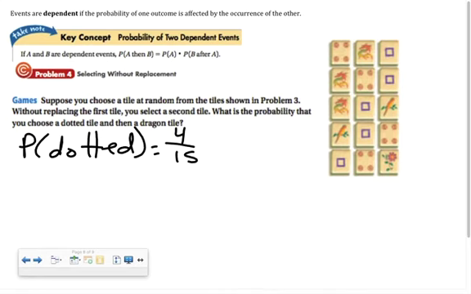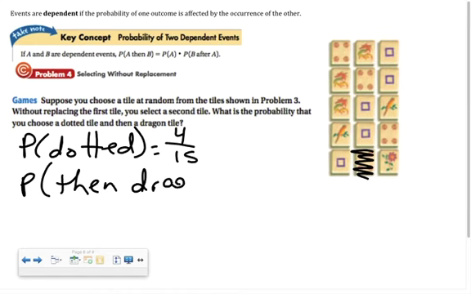But since I am not replacing that first tile, I have to consider this bag of tiles, if you will. Now there's 14 tiles. And so how many dragons? There's still 3. So probability of then dragon would be 3 out of 14.